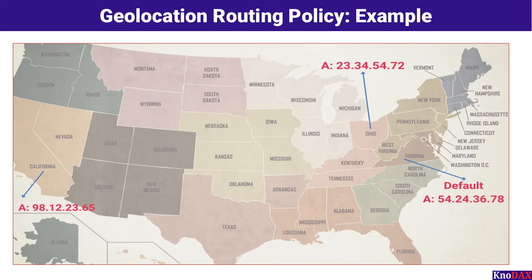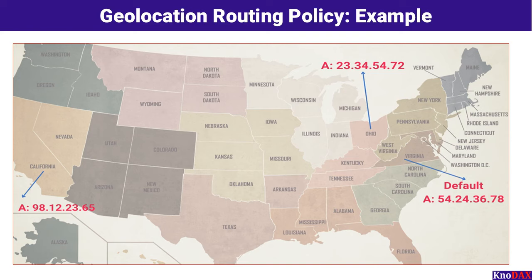This diagram illustrates how the geolocation routing policy in Amazon Route 53 operates. In this example, the DNS routing is based on the geographic location of the user making the request. Let's break it down. A user from California is routed to an IP address 98.12.23.65, which is specifically configured for that region. Similarly, a user from Ohio is directed to another IP address 23.34.54.72.